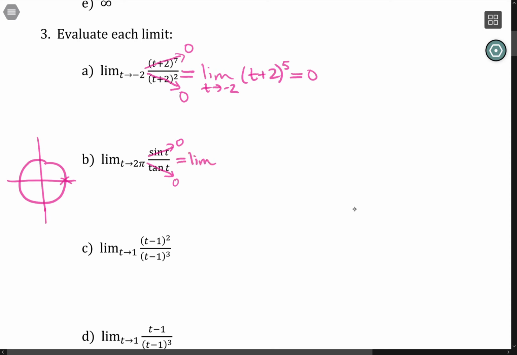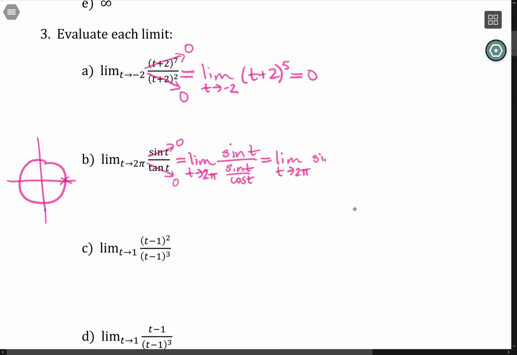Whenever we get one of those, we want to see if we can use algebra to fix it. You can't always, but sometimes you can, and it's a really nice way to do these. Okay, so the algebra here is just to recognize that tangent is the same as sine over cosine. And then we're dividing by a fraction, so we can multiply by the reciprocal.